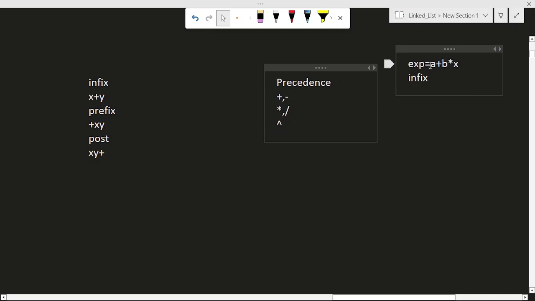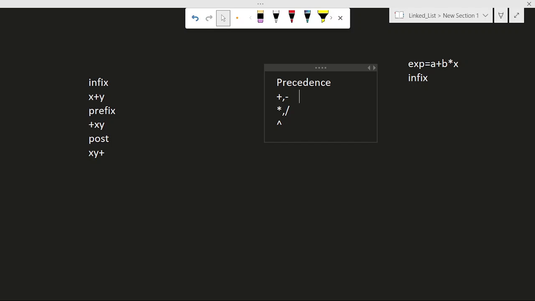For example, in this example, here we have multiplication. So you need to solve b and x first. After that, you need to go for a and the other, again the result. What is the associativity of plus and minus? It is left to right. Let me explain how it works.